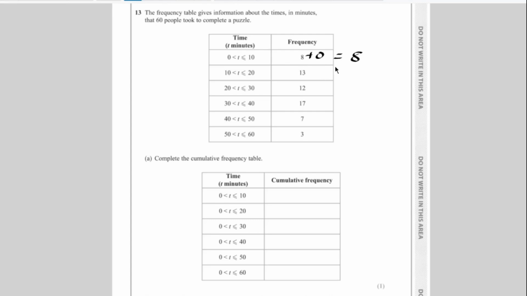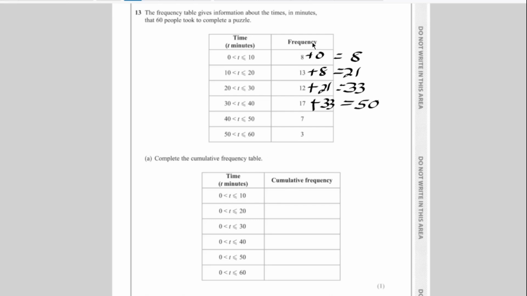Then here, the previous one is 8, then 13 plus 8 becomes 21. Then the previous total is 21, then 12 plus 21. Always remember to add the previous total. So it is 33, that's why we call it running total. So 17 plus 33 equals 50. Here we are adding the previous total.